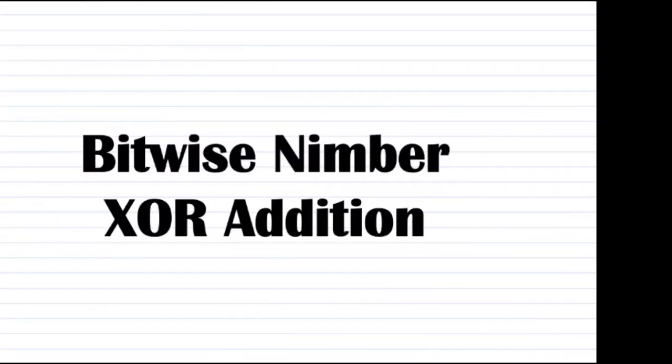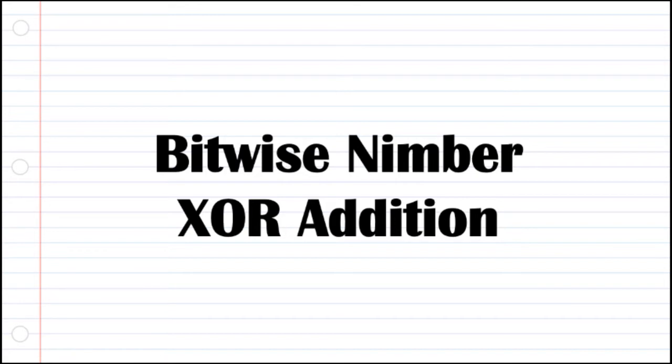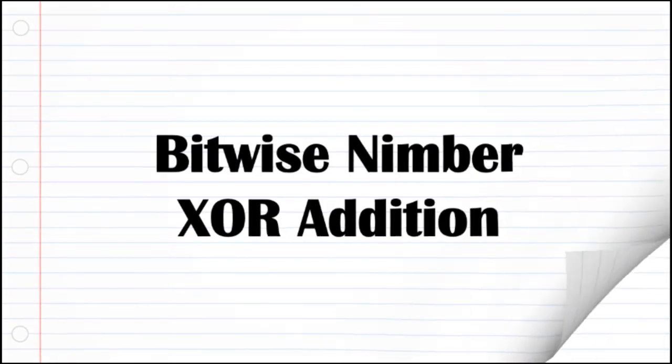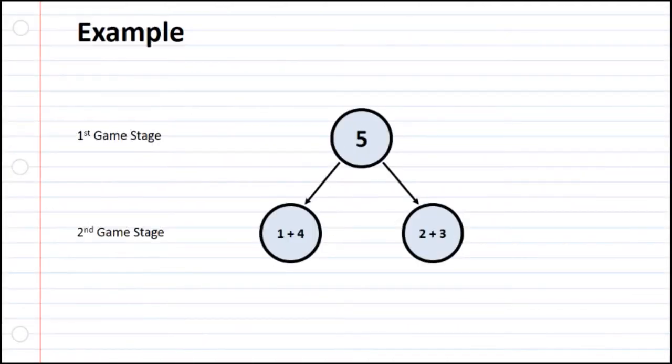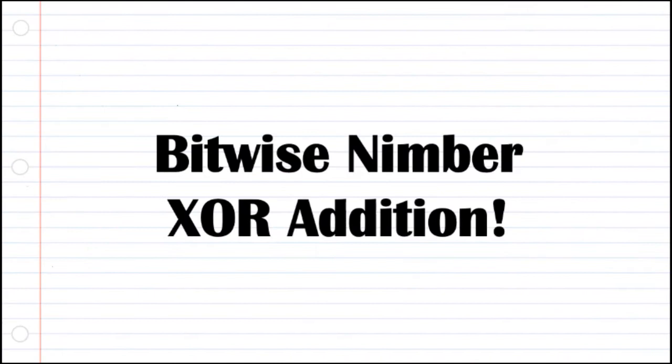In this case, we can make use of the bitwise XOR addition. Let's go back to the example we had just done for an initial heap size of 5. We calculate the number once again, using the MEX of numbers belonging to the second game stage, 1 plus 4 and 2 plus 3. But how do we calculate the number of the second game stage? Using the bitwise XOR addition.